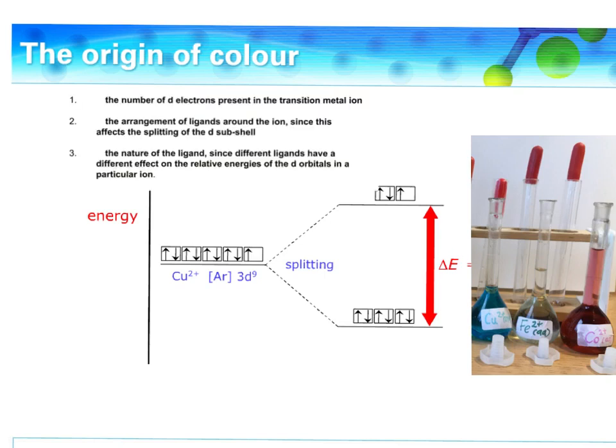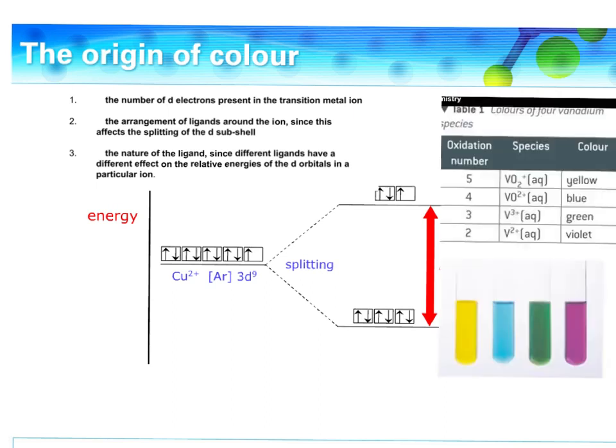Make sure that when you come to answer an exam question on the origin of colour, you draw a diagram showing it's the ligands that are splitting the d subshell, and that it's the energy absorbed when an electron gets excited to a vacant d orbital, and it's the size of this energy gap. And the size of the energy gap depends on the number of d electrons, the arrangement of ligands, because that causes the splitting, and the nature of the ligand.